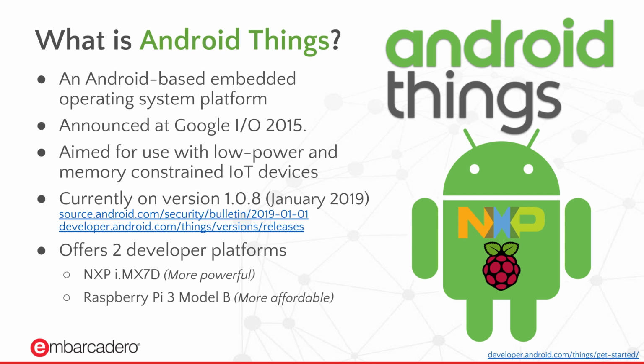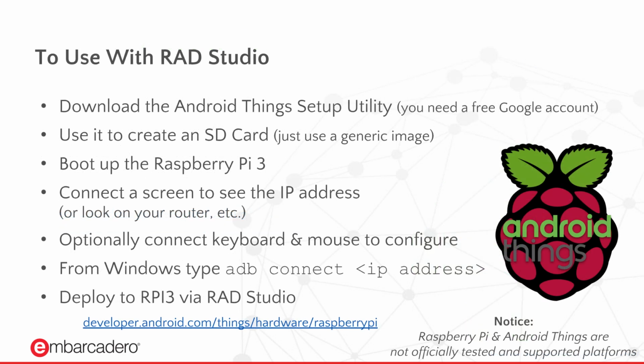Well, they have a platform where you can go out and check it out, download it, and install it onto two different developer devices, the Raspberry Pi 3 or the NXP. Raspberry Pi 3's cheaper or more affordable, but not quite as powerful as the NXP one. The NXP one's more expensive, but more powerful. The process is you need to download the Android Things Setup Utility, which requires a free Google account. Then you can use it to create an SD card. Just use a generic image, is what I did.